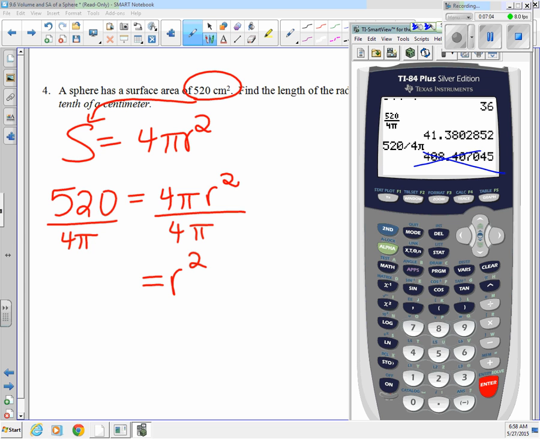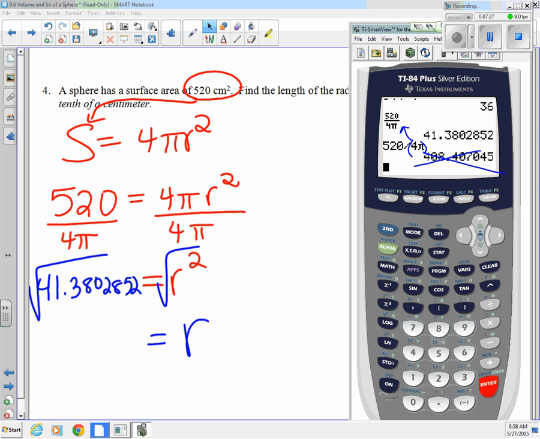Why? Because this 4 pi needs to be grouped. That's what the fraction automatically does. That's why I like the fraction. It automatically groups the numerator and the denominator together. So the correct answer here is 41.3802852. And then I can take the square root of that right now, and I'll get r equals.